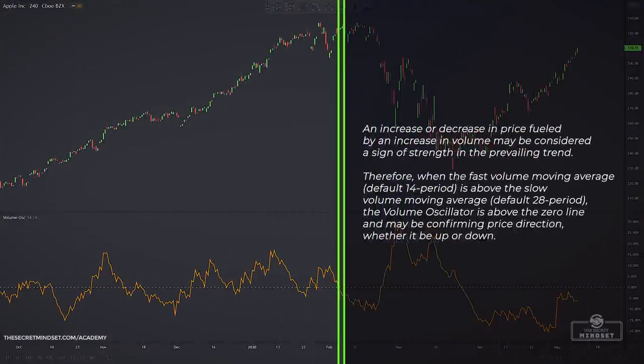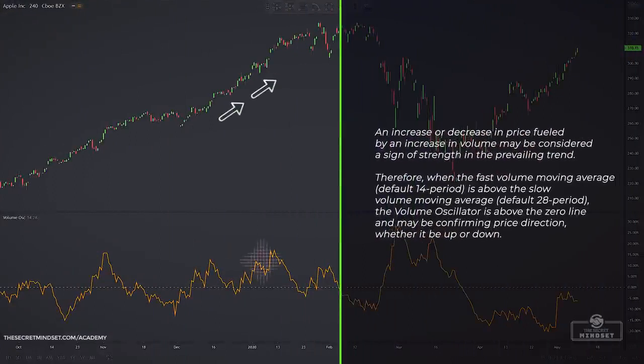An increase or decrease in price, fueled by an increase in volume, may be considered a sign of strength in the prevailing trend. Therefore, when the fast-moving average, the default 14 period, is above the slow-moving average, the default 28 period, the volume oscillator is above the zero line and may be confirming price direction, whether it will be up or down.